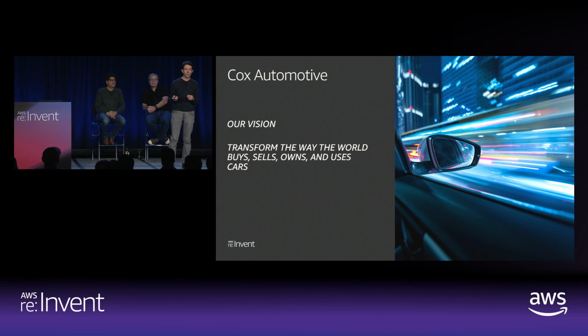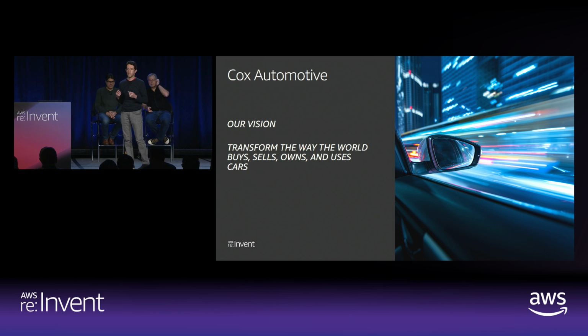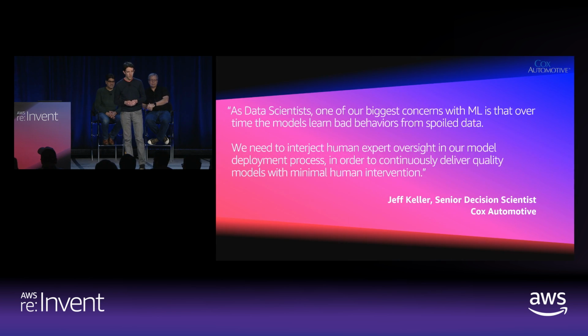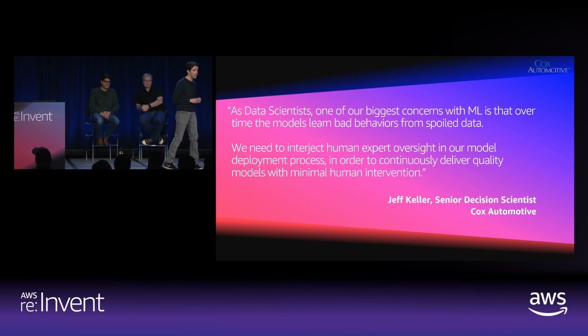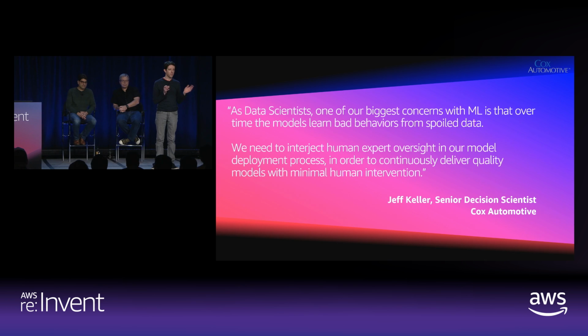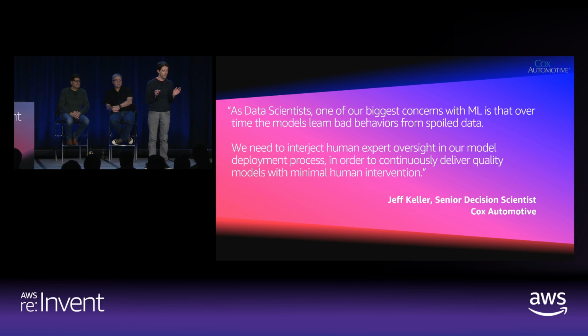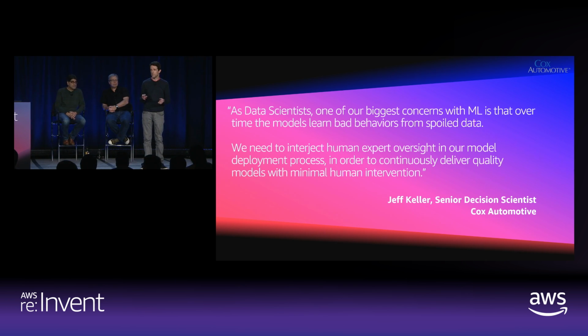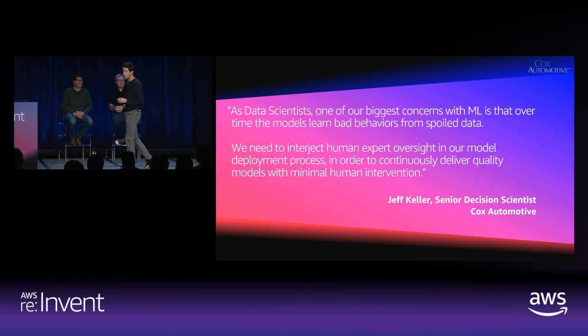And I'm going to share a model review pipeline that we built using AWS Step Functions to solve this issue of a human needing to review the model before it went to production. So we'll start with a quote from one of our decision scientists, and I'm going to use the term decision scientist synonymously with data scientist. That's just how we brand it at Cox Automotive.